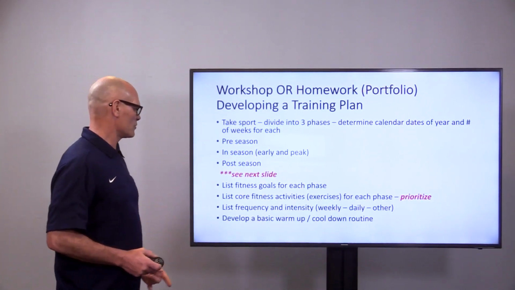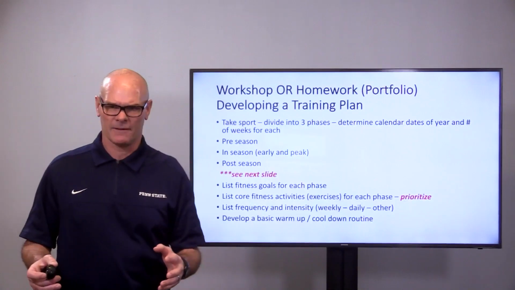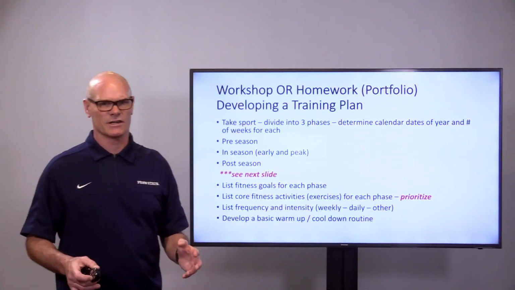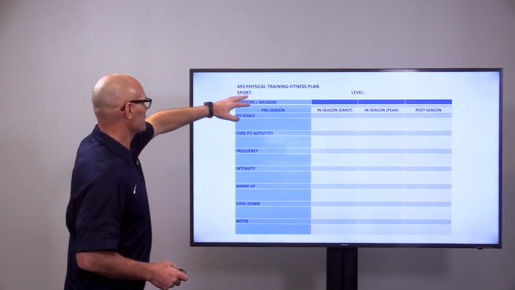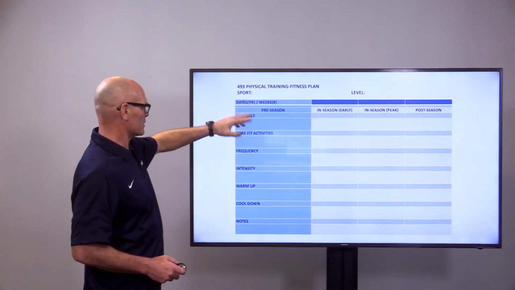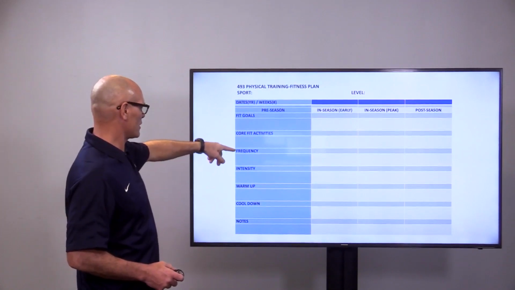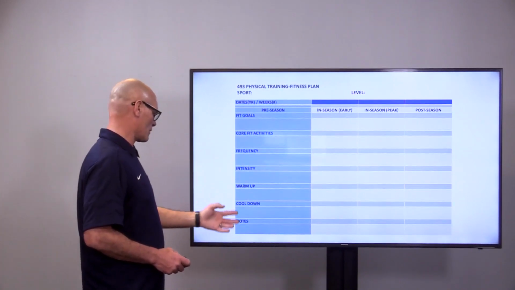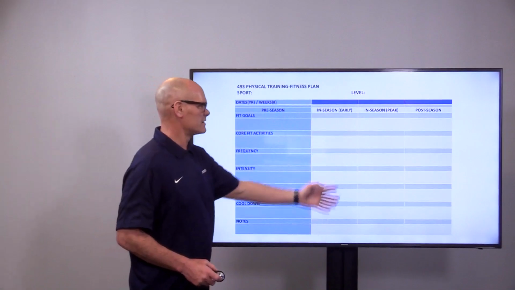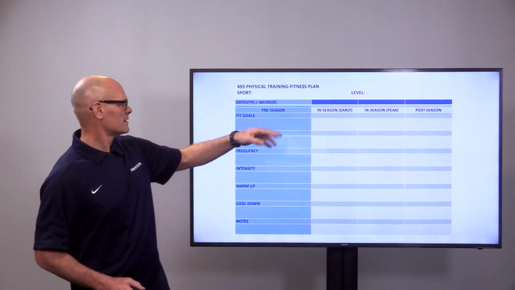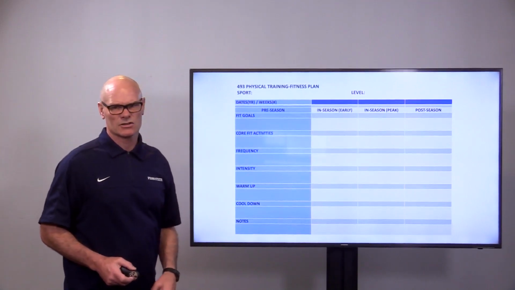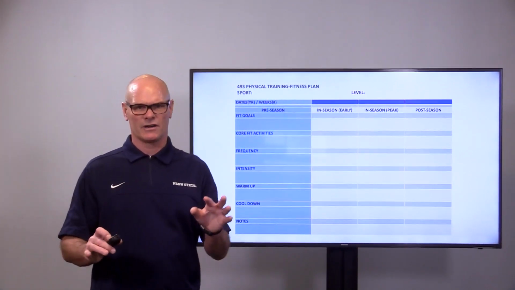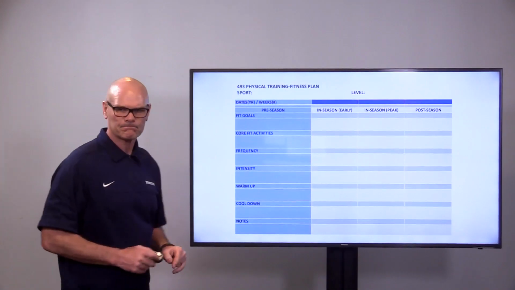As we start to do the first workshop here, you want to pause and look at the next slide, where you start to figure out your fitness plan. We would look at your goals, activities for your sport, frequency, intensity, your warm-up, your cool-down, your notes, and then the differences from in-season, early in-season, peak, and then post-season. This would be your preseason. So go ahead and stop here now, fill that out, and get your first draft going.